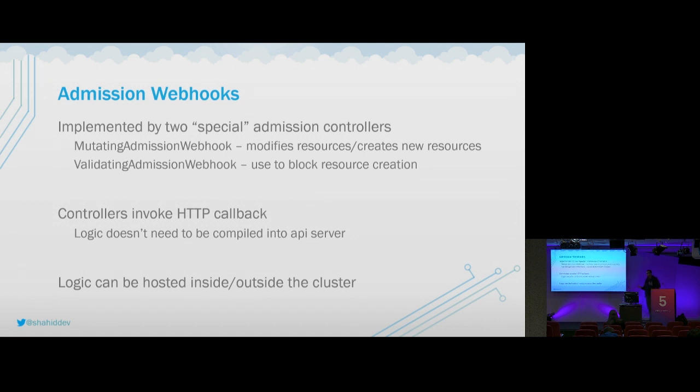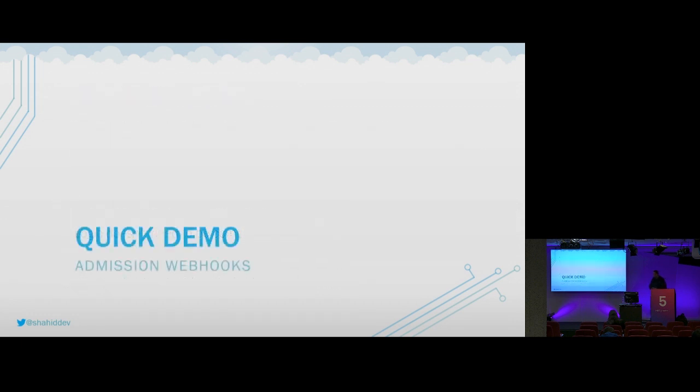Now, if you're doing mutations, again, you need to be able to authenticate against the API server, so that can be a bit tricky if you're outside the cluster. But certainly validation doesn't need to be. So let's take a quick look at these webhooks and see how they work.